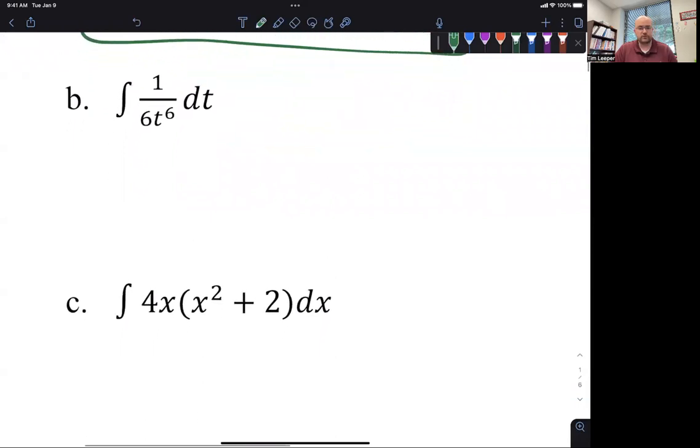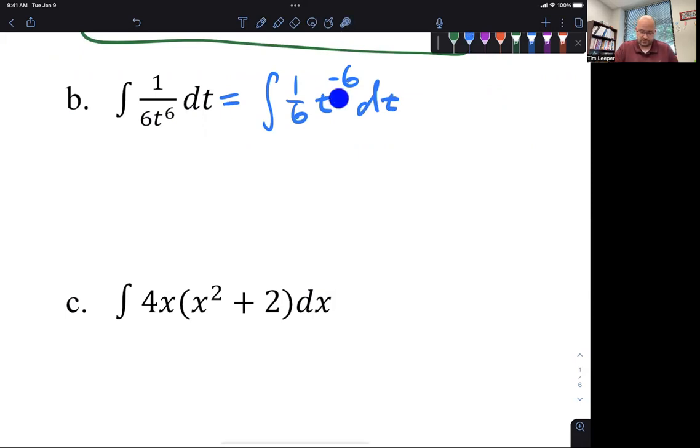B is the integral of 1 over 6t to the 6th dt. Well, to do this, I want to go ahead and move the t to the 6th to the numerator. Keep the 6 in the denominator because it's not really a variable. So this is going to become the integral of 1 over 6 and then t to the negative 6 as an exponent, dt. And then we use the power rule for integrals.